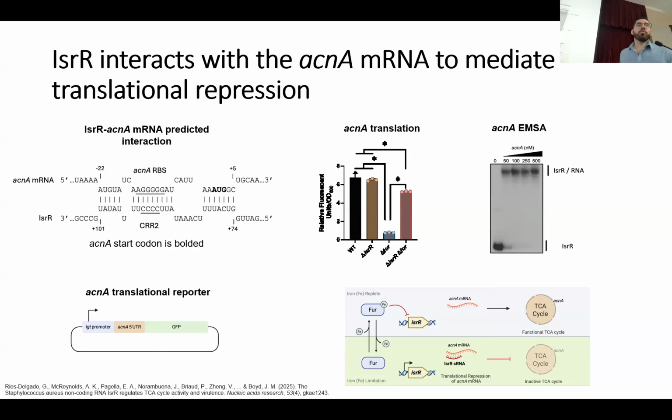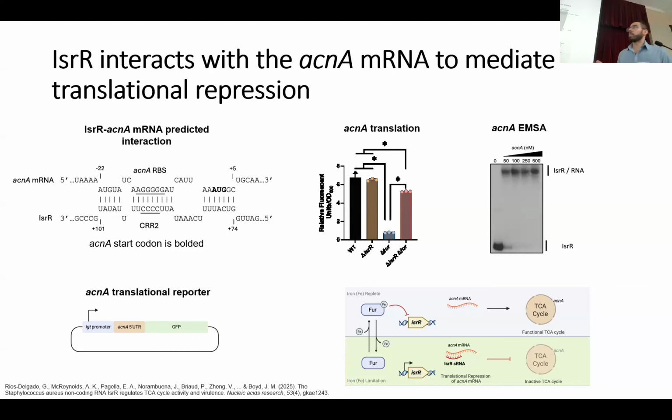So to validate that it impacts the translation by directly binding to it, we did what are known as EMSAs, or electrophoretic mobility shift assays, which is complicated but simple to explain, where you normally have your small RNA, typically small, so it's going to migrate to the bottom of the gel. If you add the aconitase transcript and IsrR is binding to the transcript, then that complex is going to have a higher molecular weight, therefore it's going to cause a shift in the band, and this is exactly what we see over here.